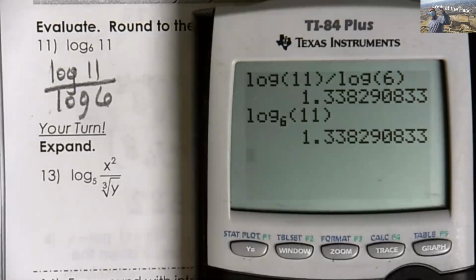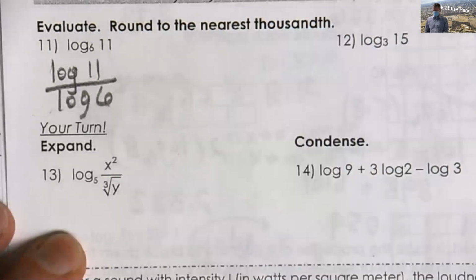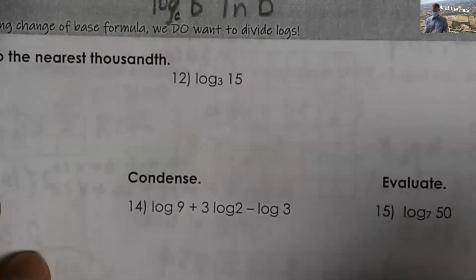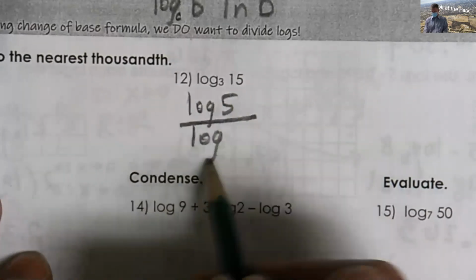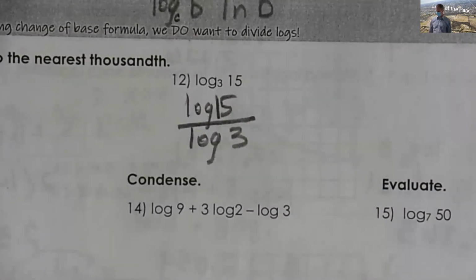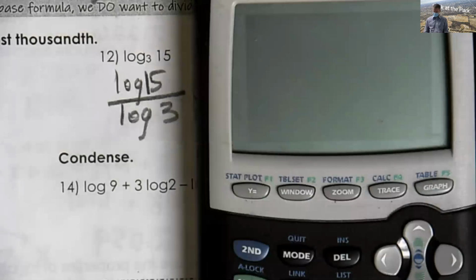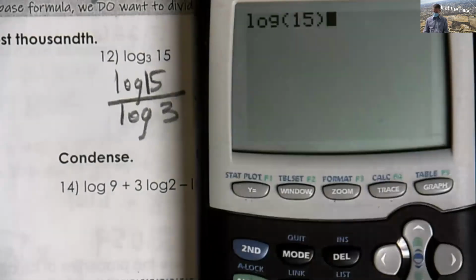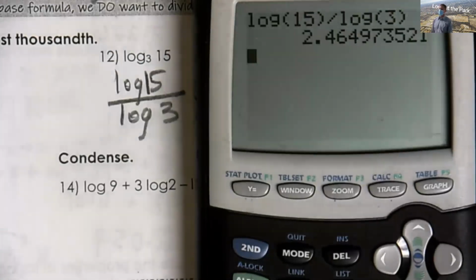Okay, so the change of base formula and the calculator way of changing the base, you're of course going to get the exact same answer. It's clearly faster just to do that. Taking your calculator and saying log 15 divided by log of 3 seems better than going to the catalog and going down and changing it over.